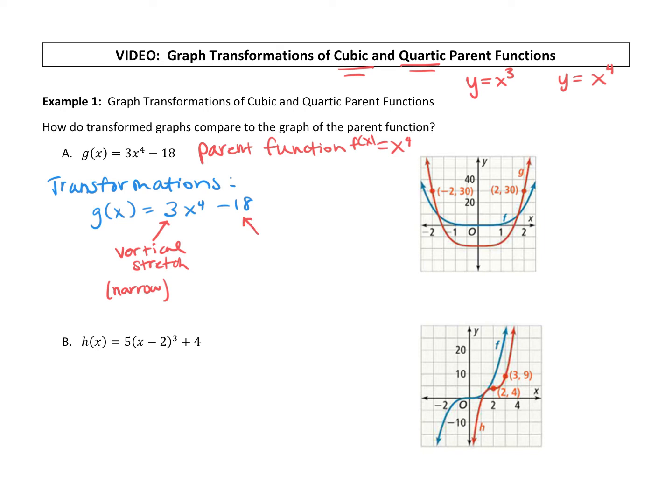This minus 18 off on the end, that is a translation. Are we moving this left or right or up or down? So that's a vertical translation on the end. And we translated it down 18 units. And that's how the transformed graph, g of x, compares to the parent function, f of x. It had a vertical stretch, so it got narrower, and it had a vertical translation, so it moved 18 units down.